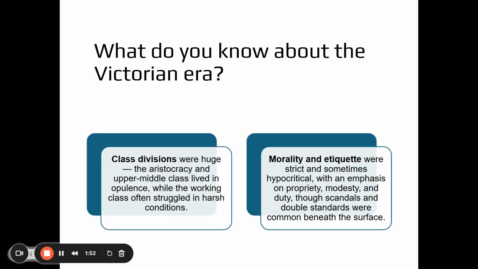What do you know about the Victorian era? Class divisions were huge. The aristocracy and upper middle class lived in opulence, while the working class often struggled in harsh conditions. Morality and etiquette were strict and sometimes hypocritical, with an emphasis on propriety, modesty, and duty, though scandals and double standards were common beneath the surface.